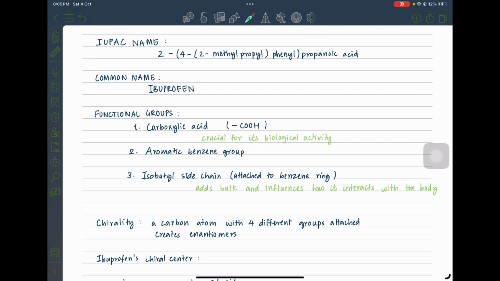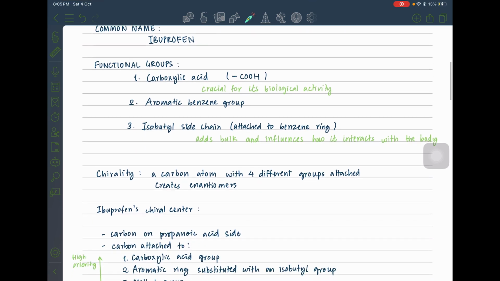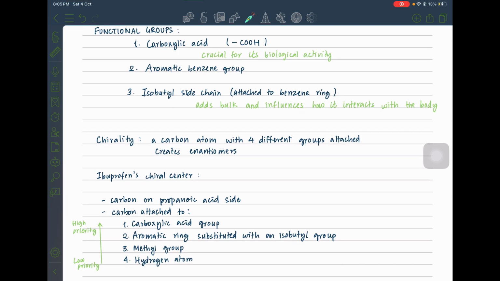The functional groups present in ibuprofen are: first is the carboxylic acid, which is the COOH group. It is very crucial for its biological activity. Next is the aromatic benzene ring in the center, which is typical for many of the pharmaceutical compounds you'll find. And the third one is an isobutyl side chain that is attached to the benzene ring, and it is responsible for adding bulk and influencing how it interacts with the body.